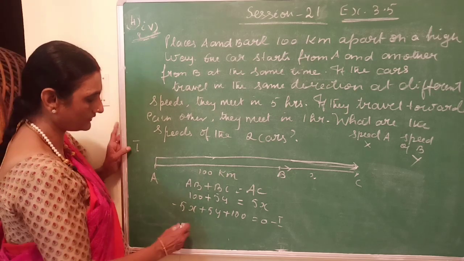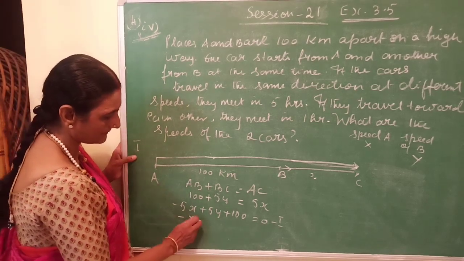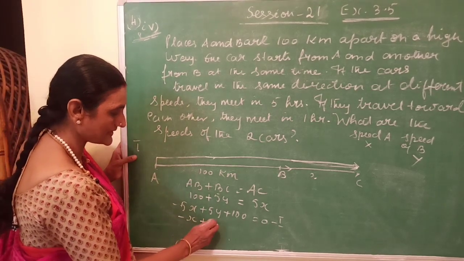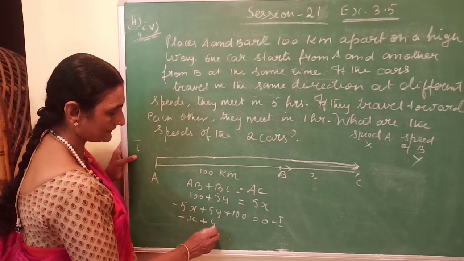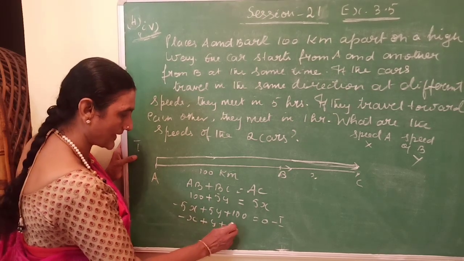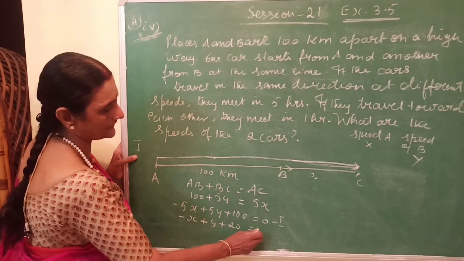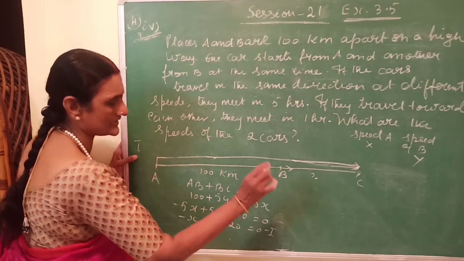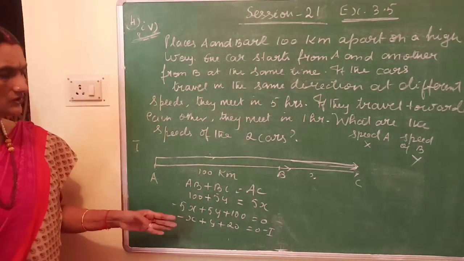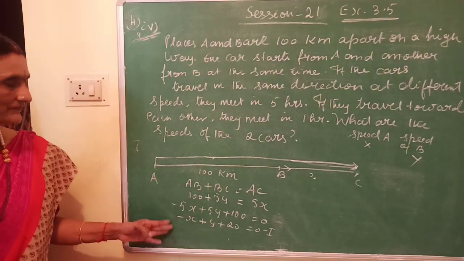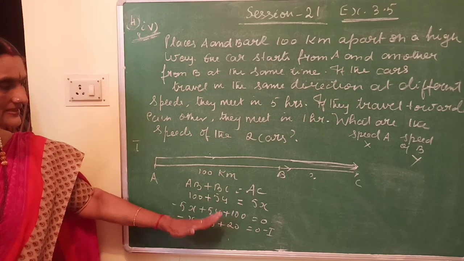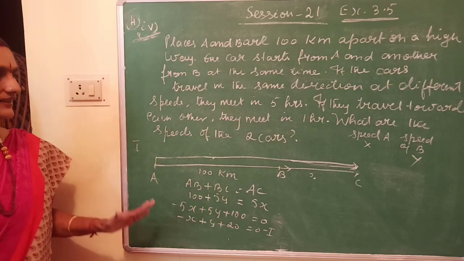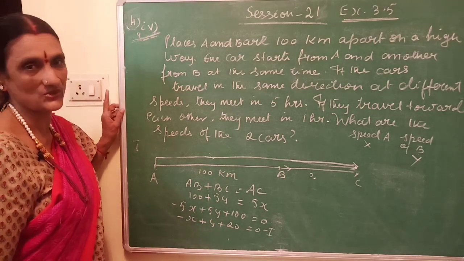So I remove that 5. So I will get minus x plus y plus 20 minus 100 equal to 0. And we can rename this equation as 1, and this we just leave it blank because we are going to operate on this. Is that clear to all of you? So this is equation 1. Is it clear?